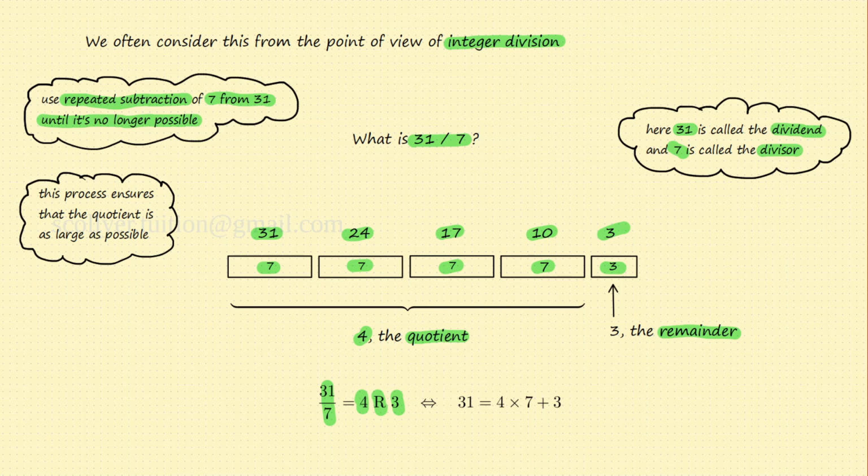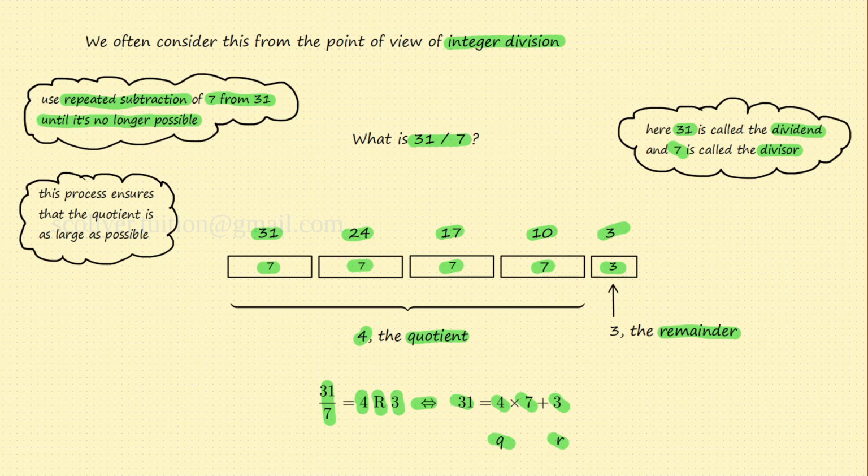And this division representation of the problem is equivalent to the representation we used before. 31 equals 4 times 7 plus 3. These two statements say exactly the same thing. In our earlier notation, 4 is Q and 3 is R.